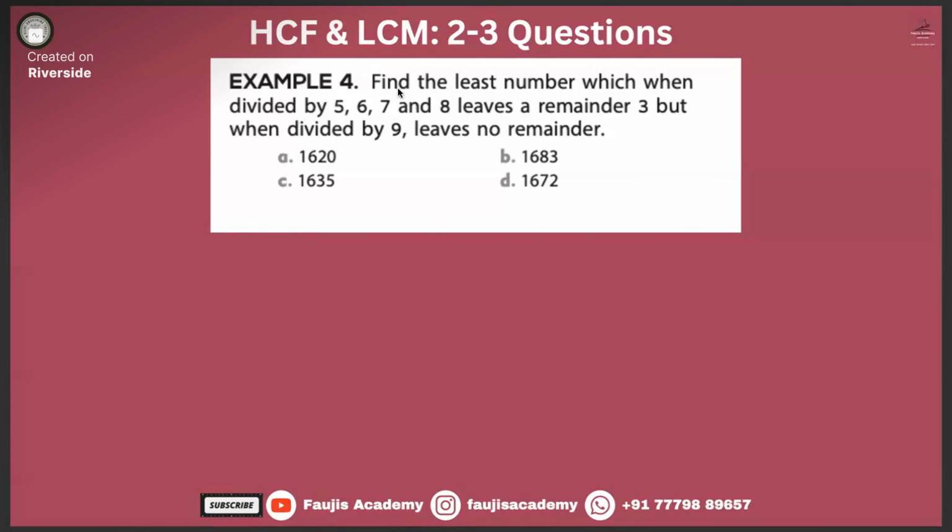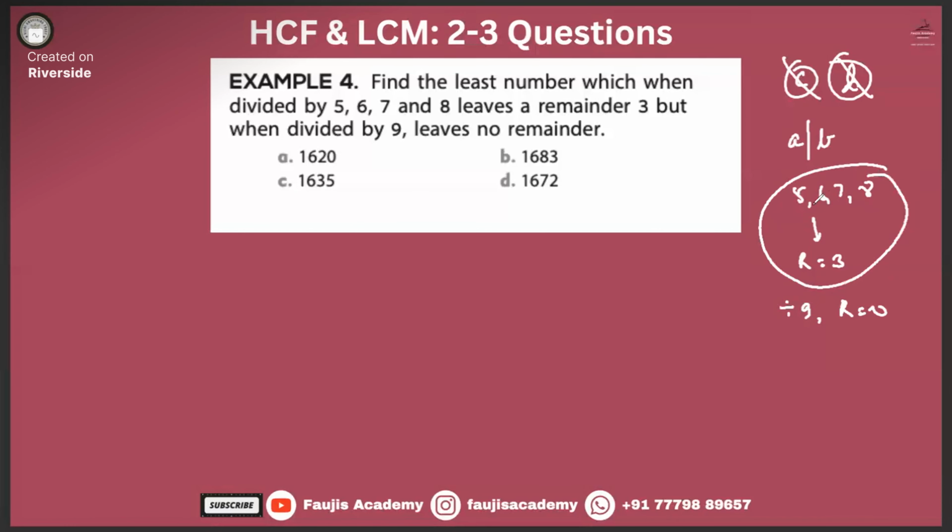It's too late, anyways. So find the least number which when divided by 5, 6, 7, and 8 leaves a remainder of 3, but when divided by 9, the remainder is 0. So 2 of these options, C and D, have already gone. Only A and B remain. First we'll solve this part. What is the least number which when divided by 5, 6, 7, 8 leaves a remainder of 3?